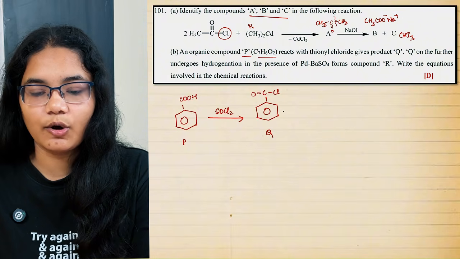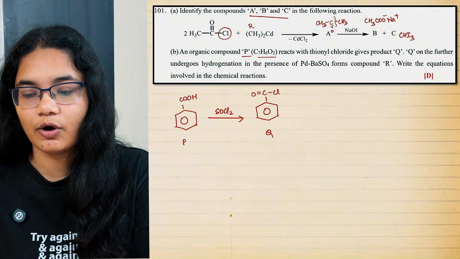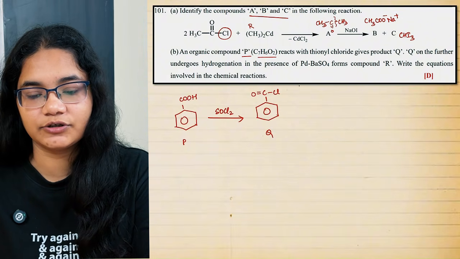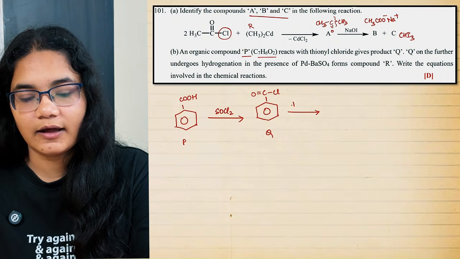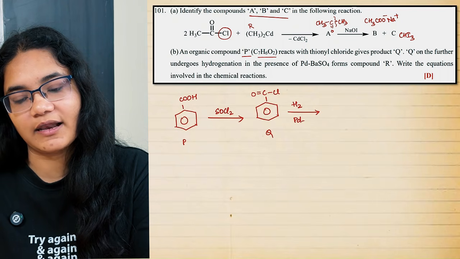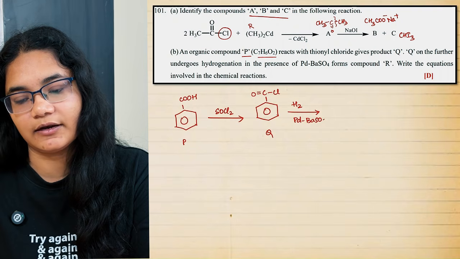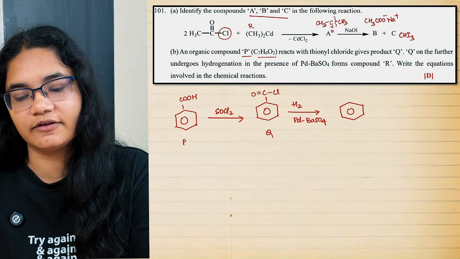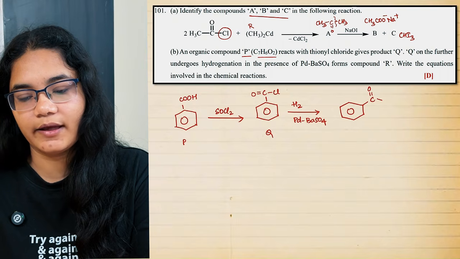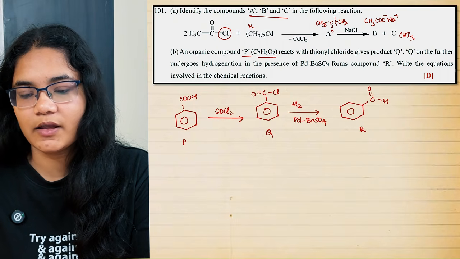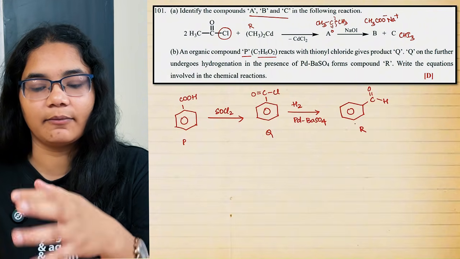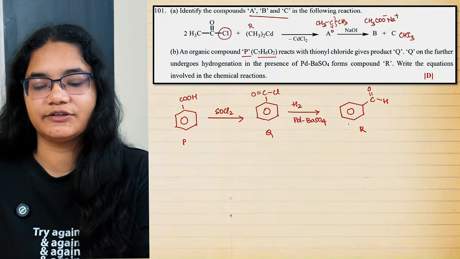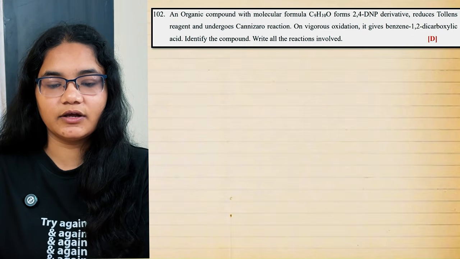Now Q further undergoes hydrogenation in the presence of palladium and barium sulfate to form compound R. So that will give me CHO. This is compound R. Now write the equations involved in the chemical reaction. We have written all the equations already. Now we will move to the next question.